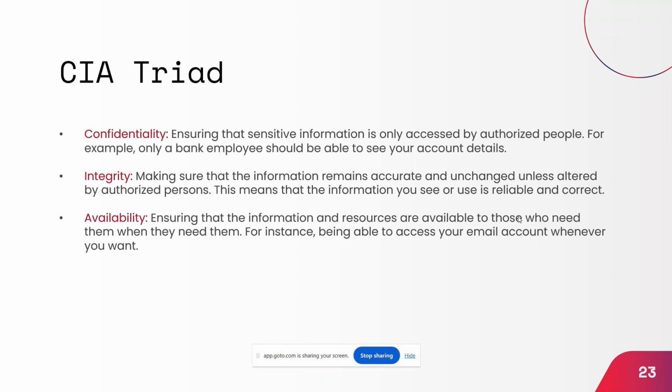Even if you send it to someone, it has a different response for it, correct? So what we do is make sure that whatever the sensitive information is there, it is not altered or changed by unauthorized people, right?